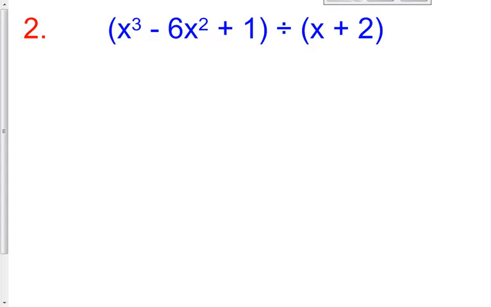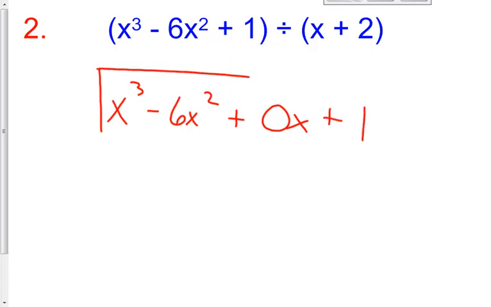Now I want you guys to notice something here. We always have to go in descending order. So that's going to say we have 1x cubed minus 6x squared plus 0x's. Notice why I put 0x, because we're going x cubed, x squared, x to the first, which we don't have any of them, and then our constant term of 1. So you have to put that placeholder in if you don't have your x's going in descending order. So plus 0x's plus 1. That's going to be divided by x plus 2.